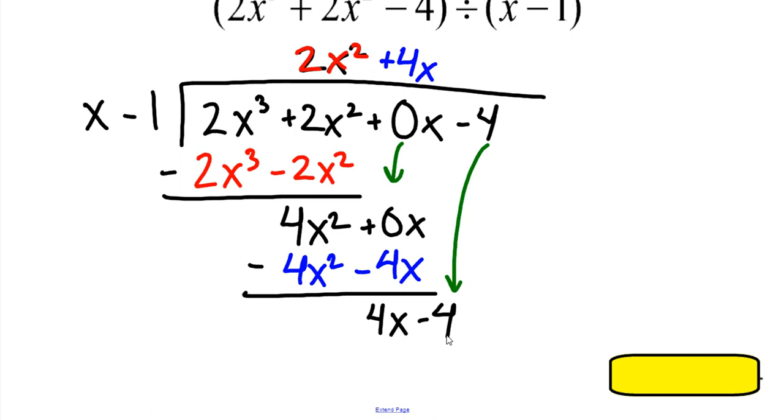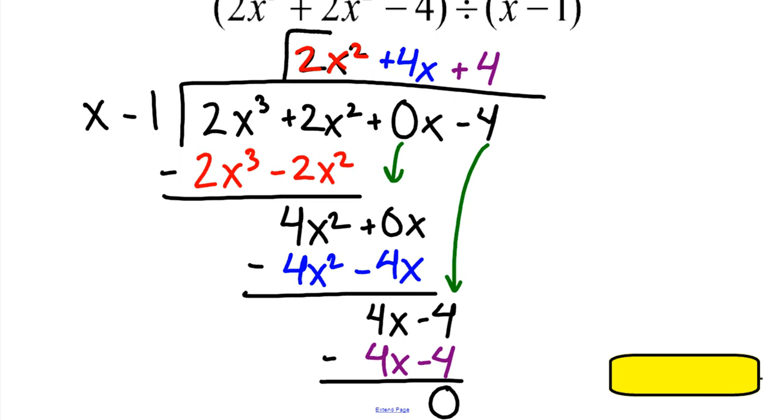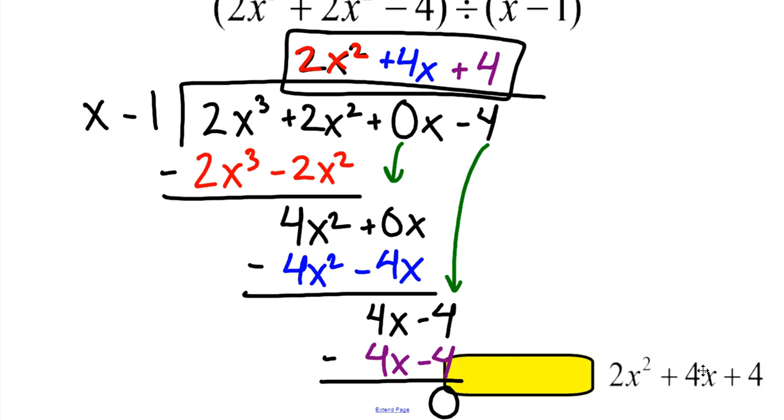4x minus 4. What do I need to multiply x by to get to 4x? Well, I need a 4. I don't need any more x's because it already has 1, and I only need 1. So 4 times x makes 4x. 4 times negative 1 is minus 4. I subtract. 4x minus 4x is 0. Negative 4 minus a negative 4 is like negative 4 plus 4. And hey, I get a remainder of 0. This goes in perfectly. 2x squared plus 4x plus 4 is my answer.